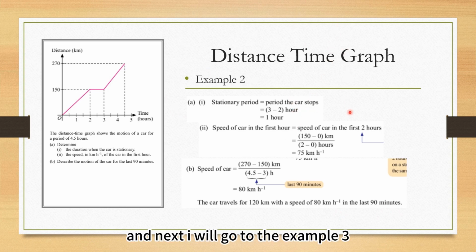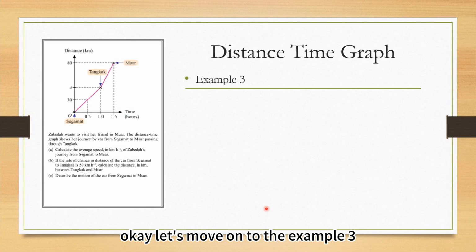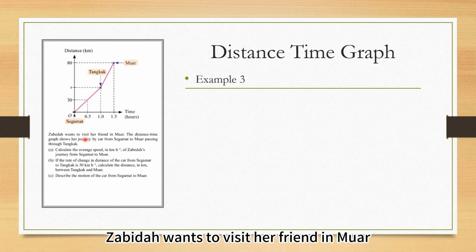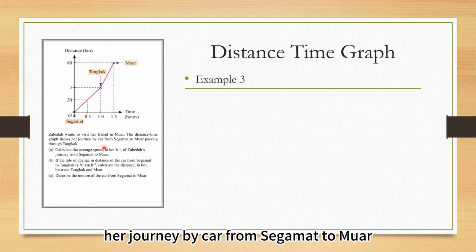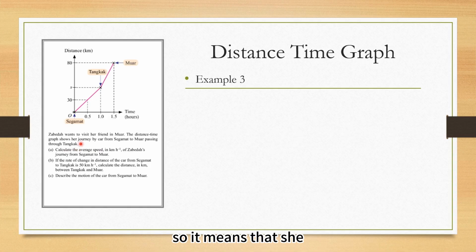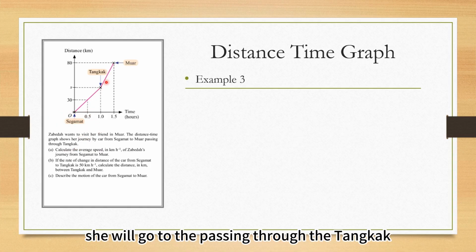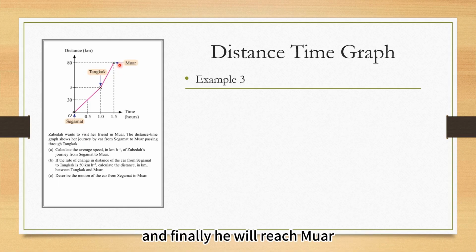And next I will go to example 3. Okay, let's move on to example 3. Zabida wants to visit her friends in Muar. The distance time graph shows her journey by car from Segamet to Muar, passing through Tangkak. So it means that she starts from Segamet, passes through Tangkak, and finally reaches Muar.